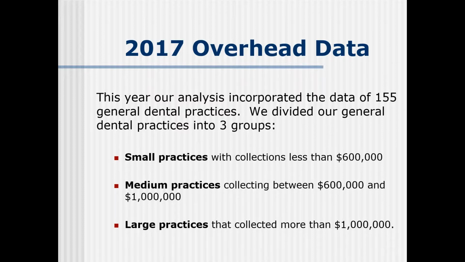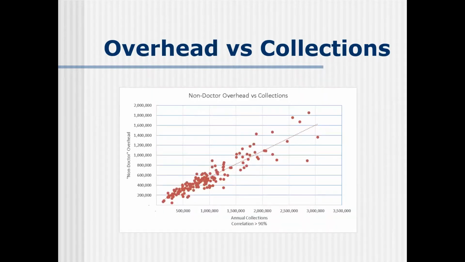And as it turns out, the sample is divided pretty evenly between these three buckets. So a third of the practices were less than $600,000, a third of the practices had collections over $1 million, and a third came in the middle. All right, so let's see what we figured out here.